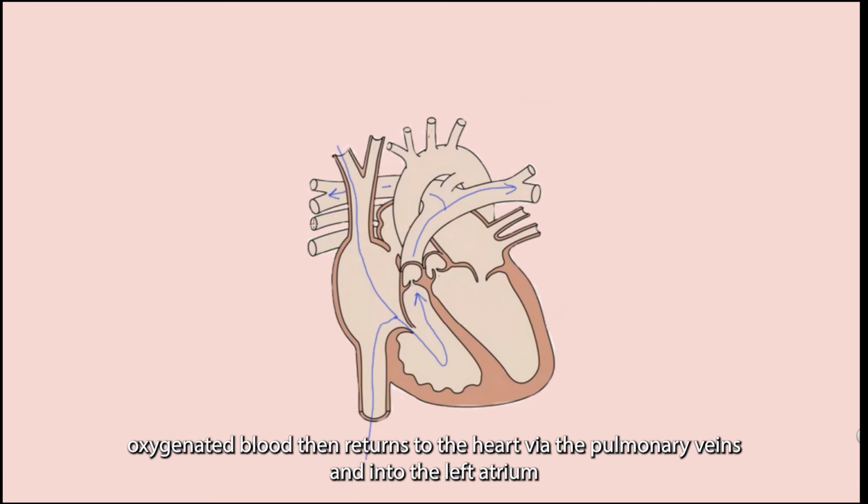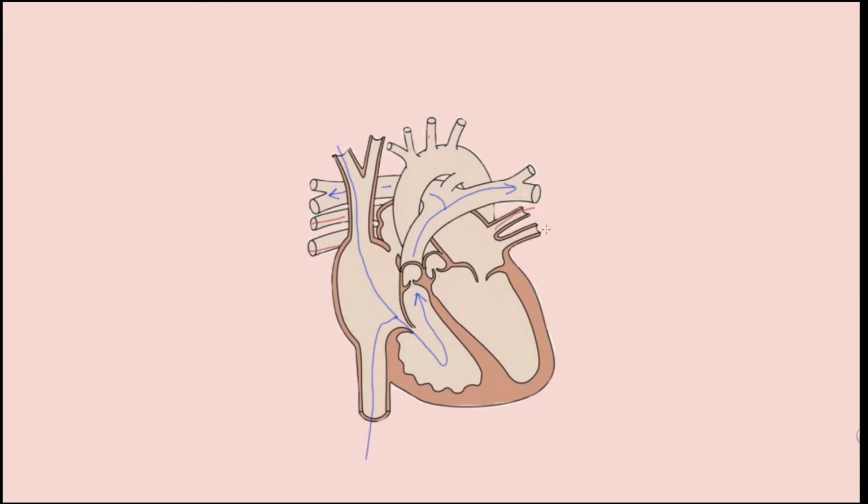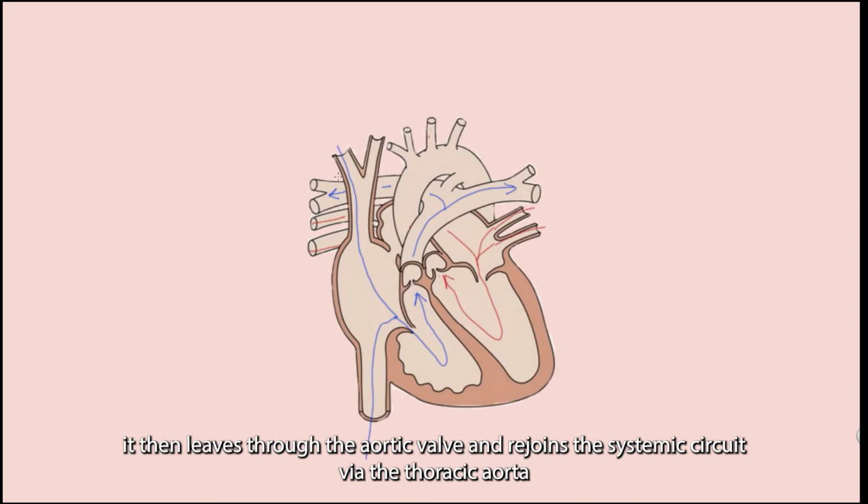Oxygenated blood then returns to the heart via the pulmonary veins and enters the left atrium, before passing through the bicuspid valve into the left ventricle. It then leaves the heart through the aortic valve and rejoins the systemic circuit via the thoracic aorta.